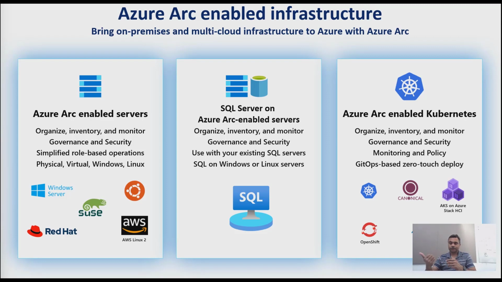The same pattern continues for Arc-enabled Kubernetes as well. So you have your Kubernetes cluster that's running either on premises or in a different cloud. You install the Arc agent. The agent does its job, projects the Kubernetes cluster into Azure. Then you manage that Kubernetes cluster from Azure as if it's running in Azure.